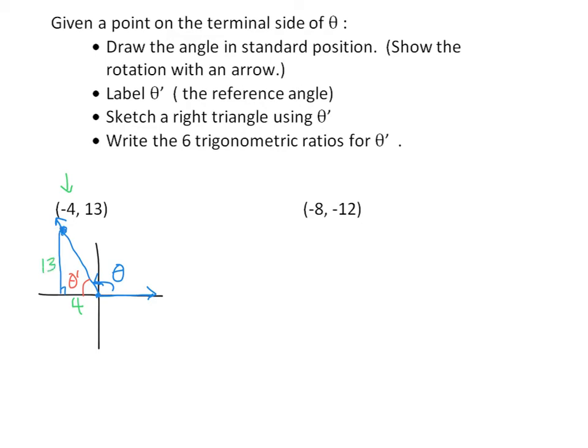Now in order to write the sine ratio, which is part of what we're going to do next, we need opposite over hypotenuse. Well, the opposite side from this angle is 13. The hypotenuse, however, is over here, and we don't know that yet. So how do we find the length of the hypotenuse right here? Well, we use the Pythagorean theorem.